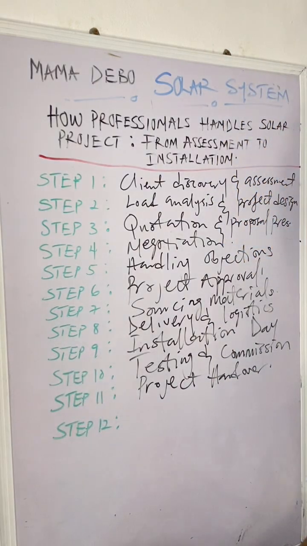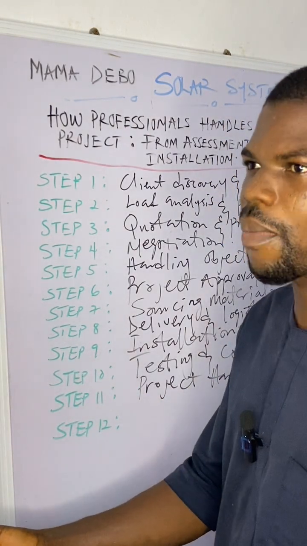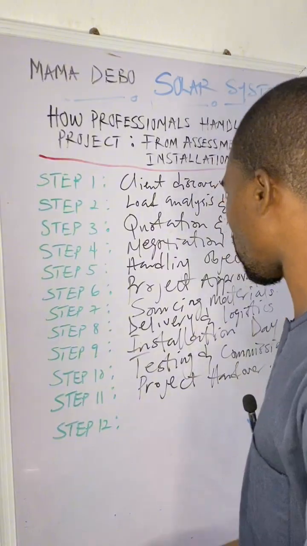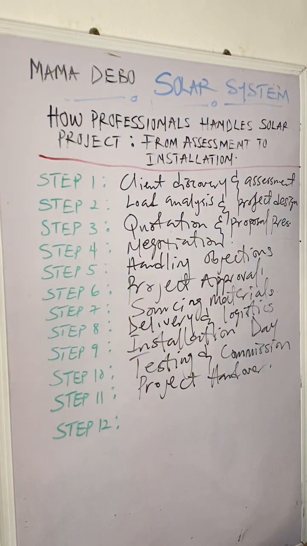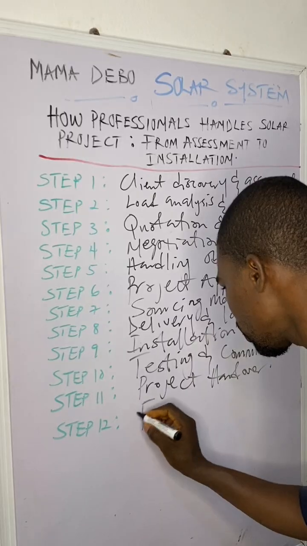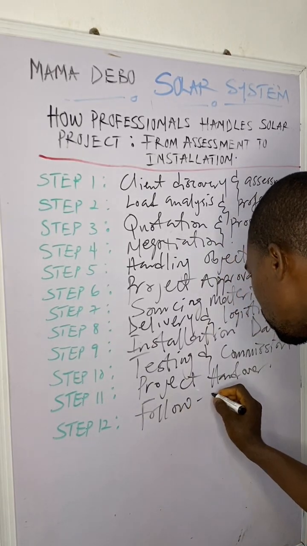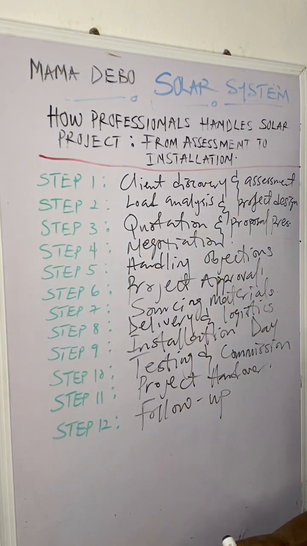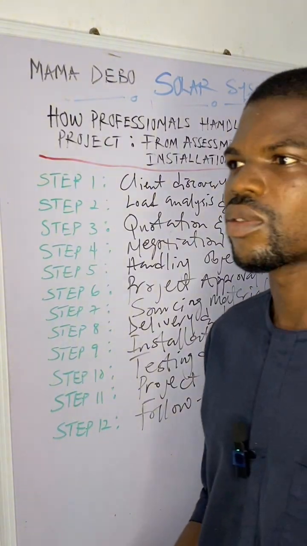Then you hand over the project to your client by signing out the project. Are you okay with our installation? Can you sign our papers that we have already done? So after that, the next and the final step is follow-up. Client follow-up. That is, after sales, you have to follow up.